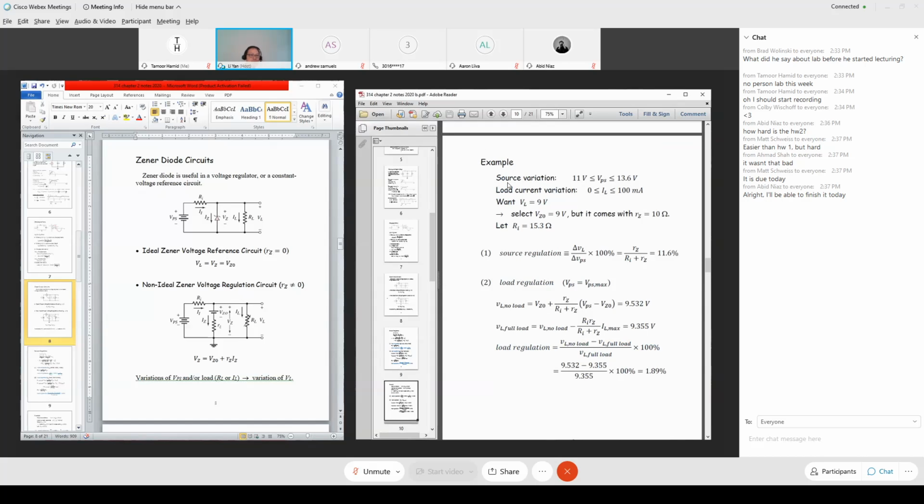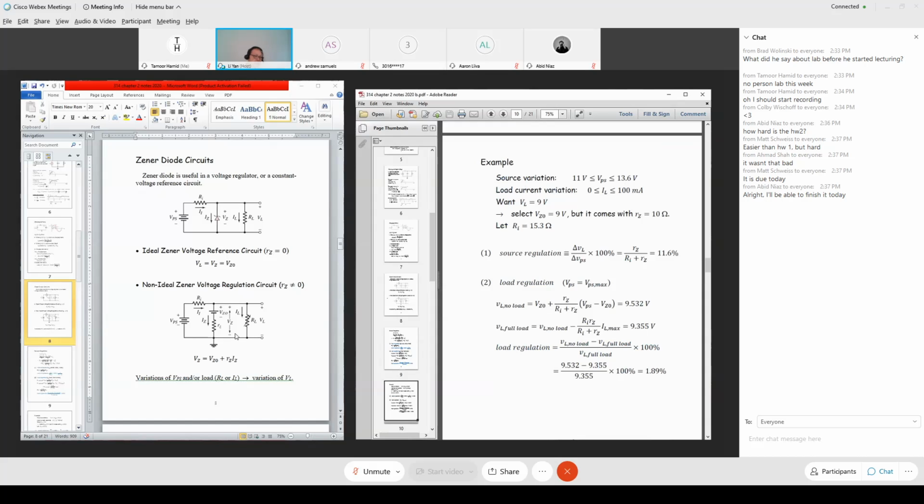This example says this is our source, and this source voltage VPS can range from 11 volts to 13.6 volts. So we have a non-ideal source, not constant. And we may run into a situation where the load current has variation. What's the range of the load current variation? It ranges from 0, that's no load, to a maximum of 100 milliamps. So we may run into a situation where load current can change.